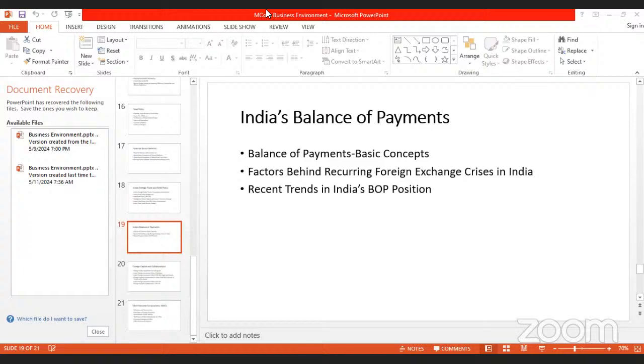Now, we'll talk about the factors behind the reoccurring foreign exchange crises in India.